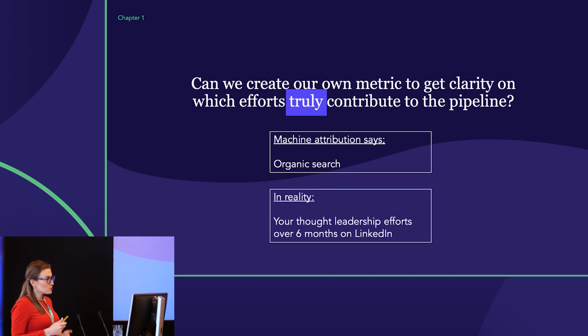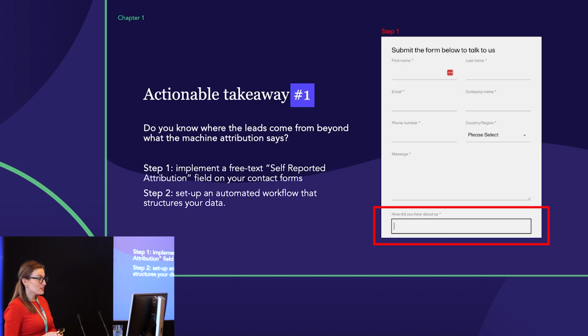So therefore, could we maybe engineer a metric to get clarity on which of our efforts actually contributes to the pipeline? And the answer is that yes, we can. And to do so, step number 1 is to create a free text self-report attribution field on your contact forms. Don't make it a drop-down. Let the person tell in their own words where they got exposed to your brand. Because particularly in the longer sales cycles, there's probably going to be multiple touch points that they could reference.